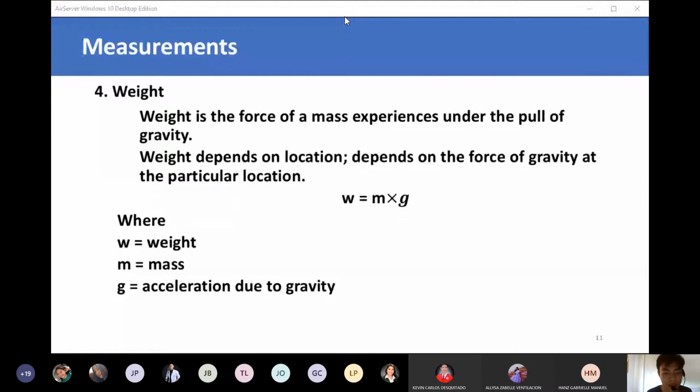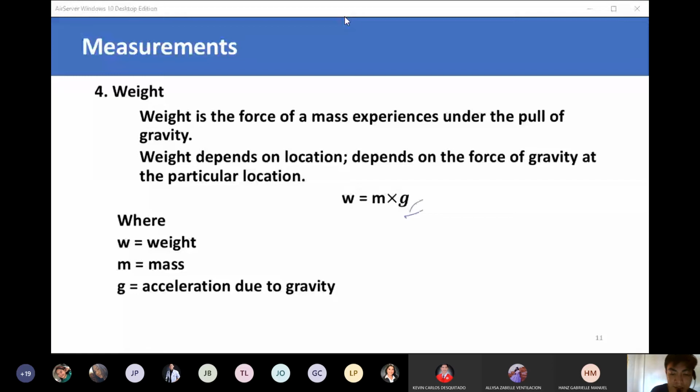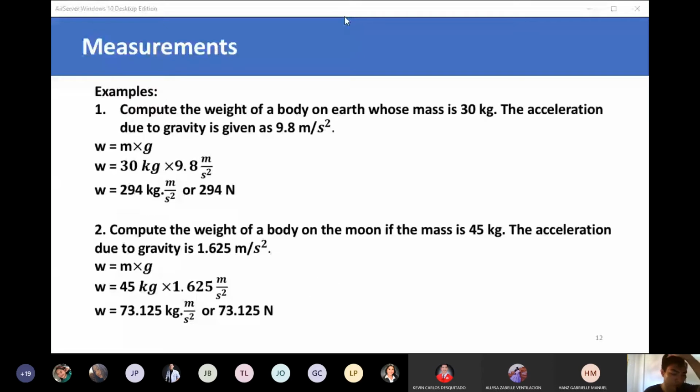So the mass is not changing, however, the weight is changing due to the fact that it is dependent on the gravitational constant or the gravitational acceleration. Okay, so each planet in the solar system has its own gravitational constant, right? So our weight differs. So let's have some examples.